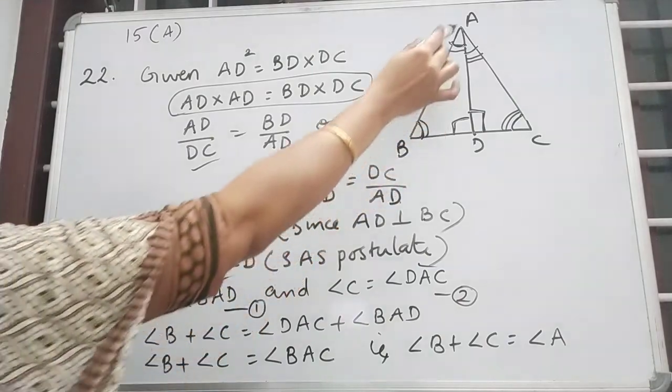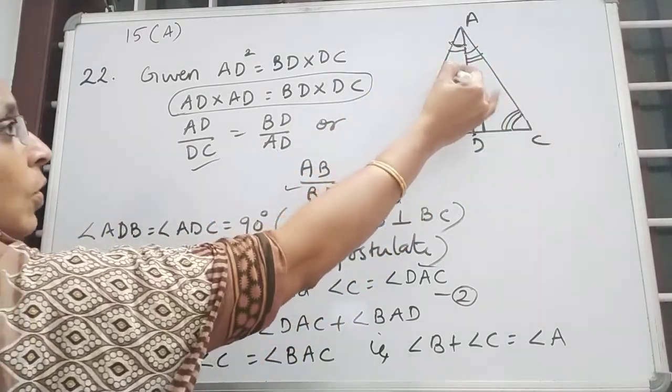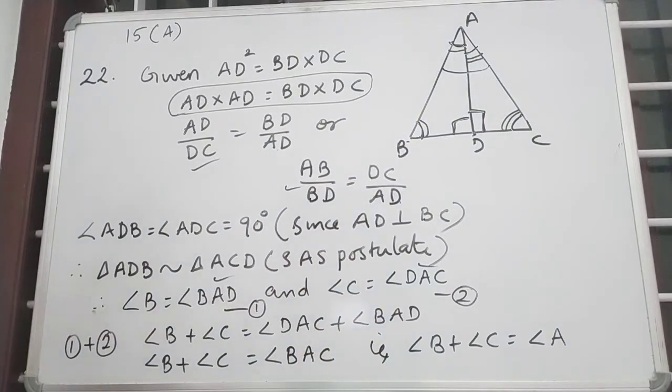Angle BAD plus angle DAC is what? BAC, the total angle. So angle B plus angle C is equal to angle BAC. So what is that BAC? Angle BAC is the total angle, angle A.